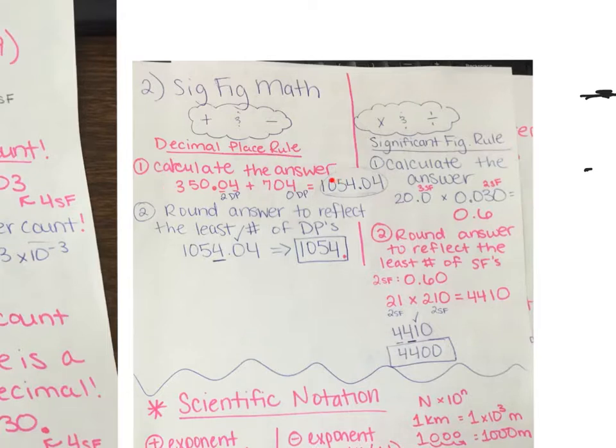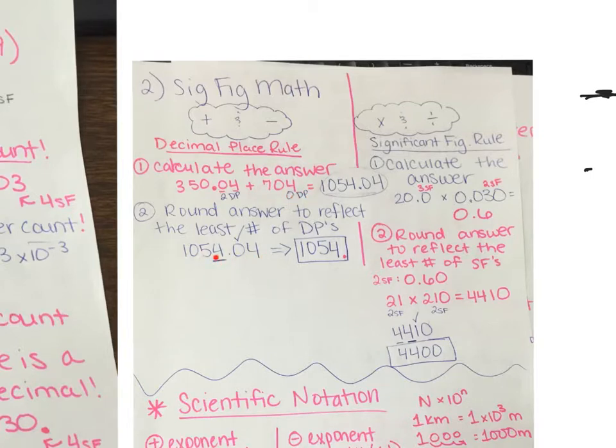Here you would calculate your answer in your calculator. So I put in 350.04 plus 704, and my calculator would tell me this answer, 1054.04. Once I have that, I'm now going to round my answer to reflect the least number of decimal places. So I had to go back to these first couple numbers and look to see how many decimal places there were. This one has 2 decimal places. This one has 0. This is my least number of decimal places.